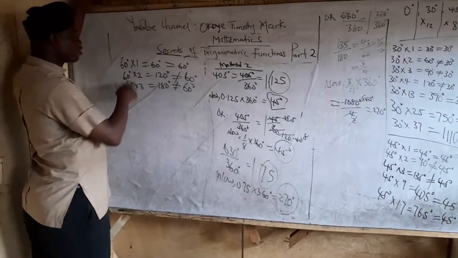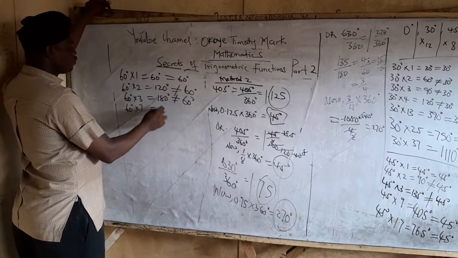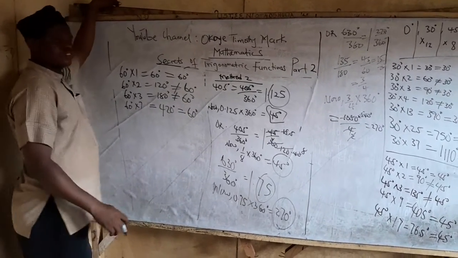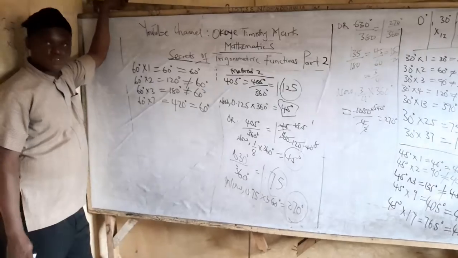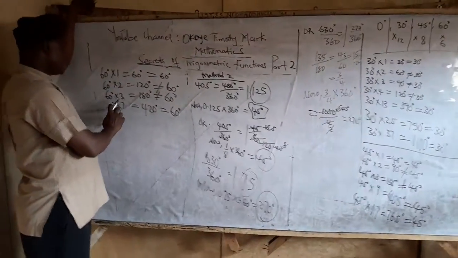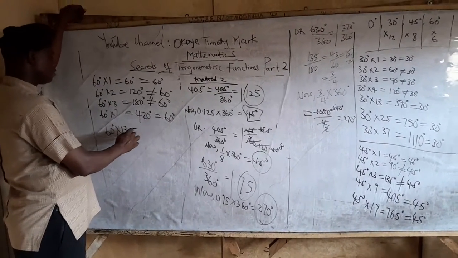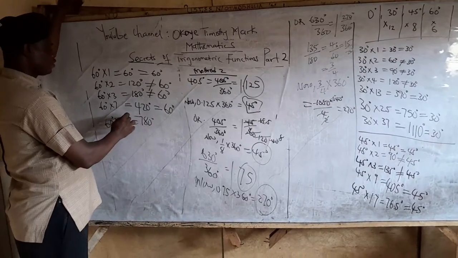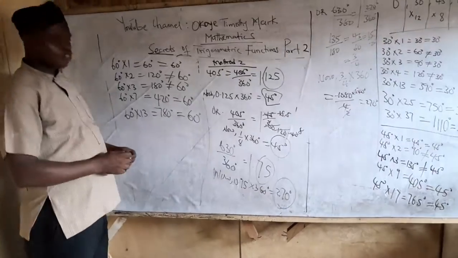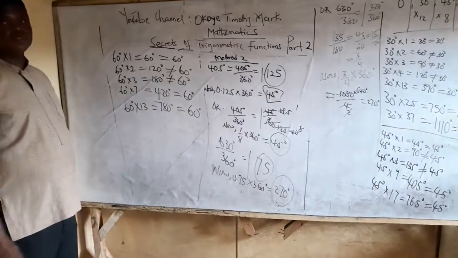So let's look at the 6 intervals: 1 plus 6 is 7. So 60 degrees times 7 is 420 degrees, which is exactly 60 degrees. So sine 420 is sine 60, cos 420 is cos 60, tan 420 is tan 60, and so on. Another 6 interval is 13. So 60 degrees times 13 is 780 degrees, which is exactly 60 degrees. So sine 780 is sine 60, cos 780 is cos 60, and so on.